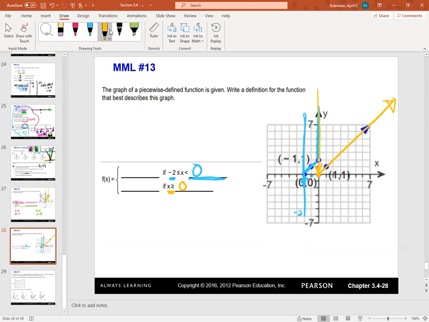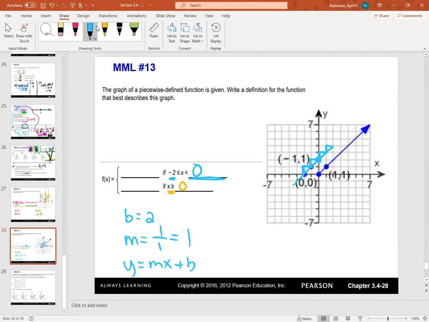Now I need the equations of the lines. Well, for the blue one, if you were to extend it, you can see it's crossing the y-axis at 2. So for the blue one, b is equal to 2. And then the slope is up 1 over 1. m is up 1 over 1, also known as 1. So if I put it in the y equals mx plus b form, it's 1x plus 2.